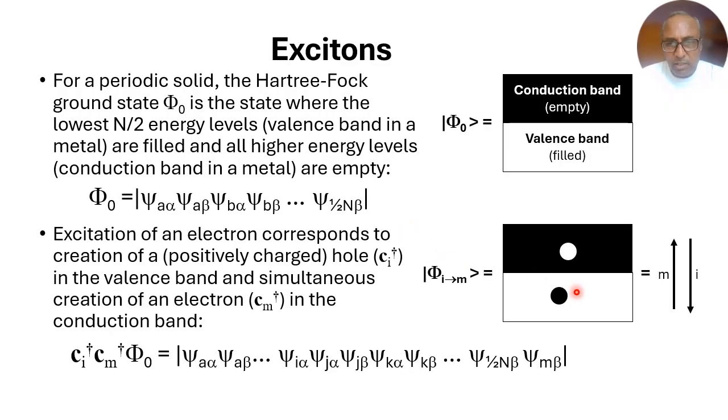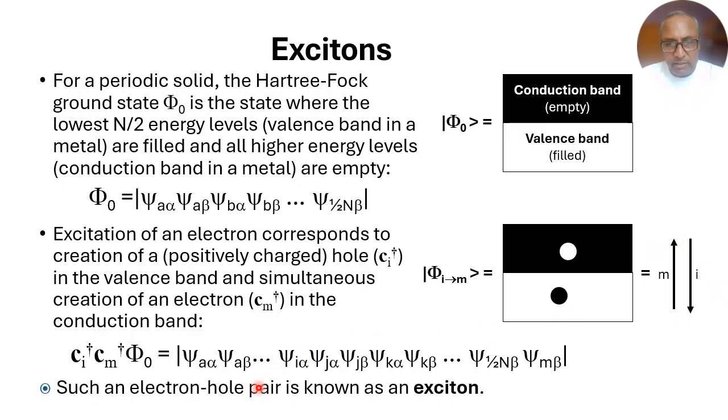Excitation of an electron from the valence band to the conduction band consists of the simultaneous creation of a hole in the valence band and an electron in the conduction band, and that's represented by a wave function, a determinant of this form. And in diagrammatic notation, we can represent that as a hole in orbital I in the valence band and an electron in orbital M in the conduction band. And such an electron-hole pair is now an exciton.